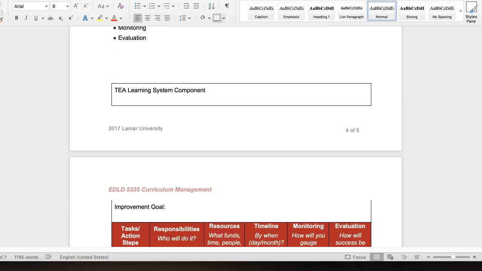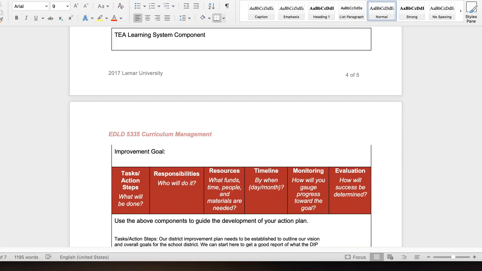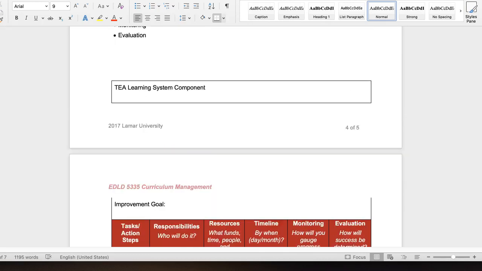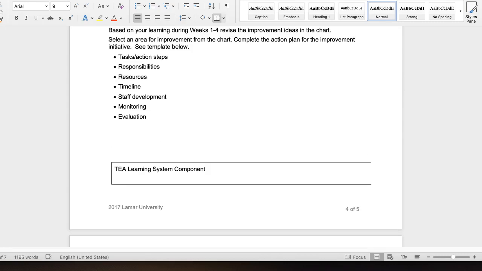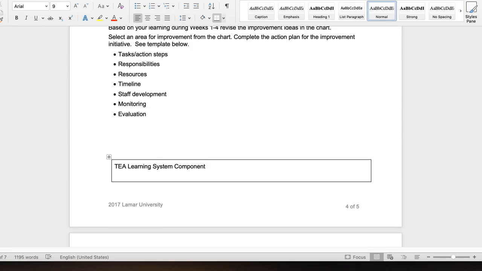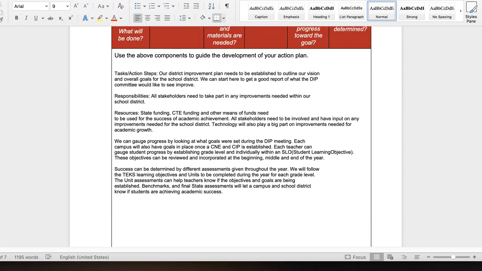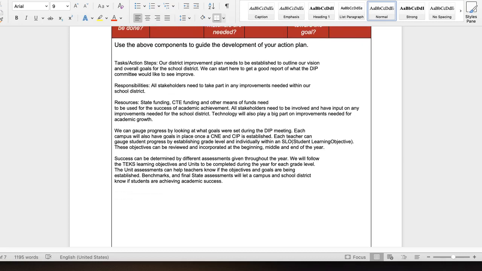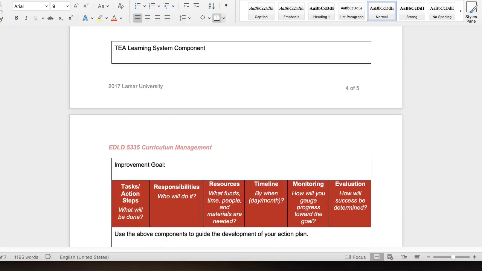So I've given you an example. The TEA learning component that I'm choosing is responsibilities. And so we're looking at a district improvement plan that needs to be established. All stakeholders need to be a part of it. I've listed our resources, and I've talked about how we can gauge the process and how we can determine the success. So this is what you're going to do for your plan.